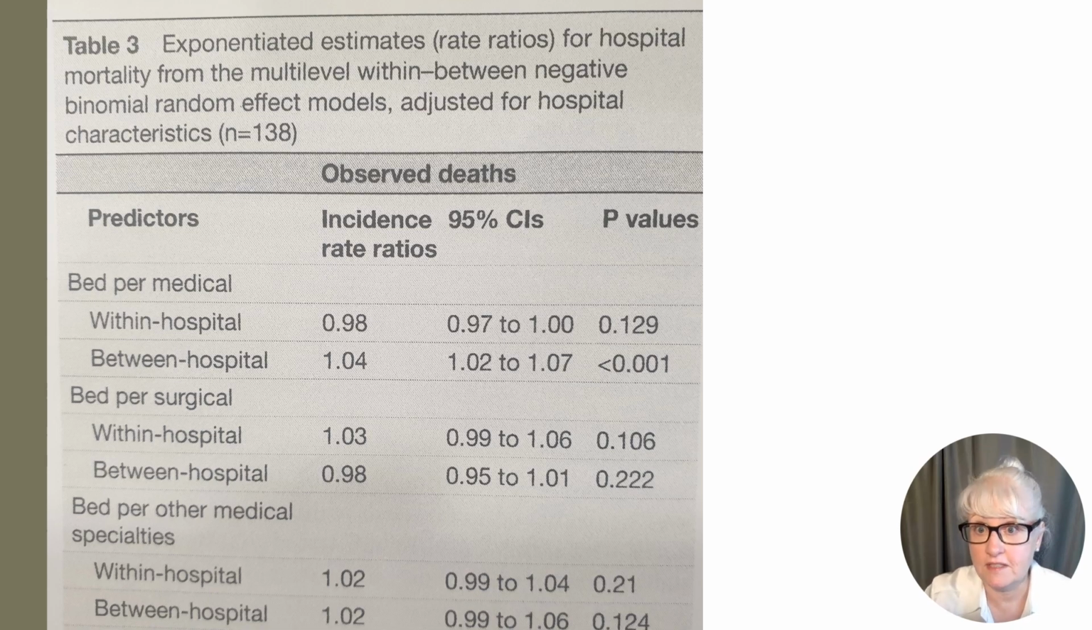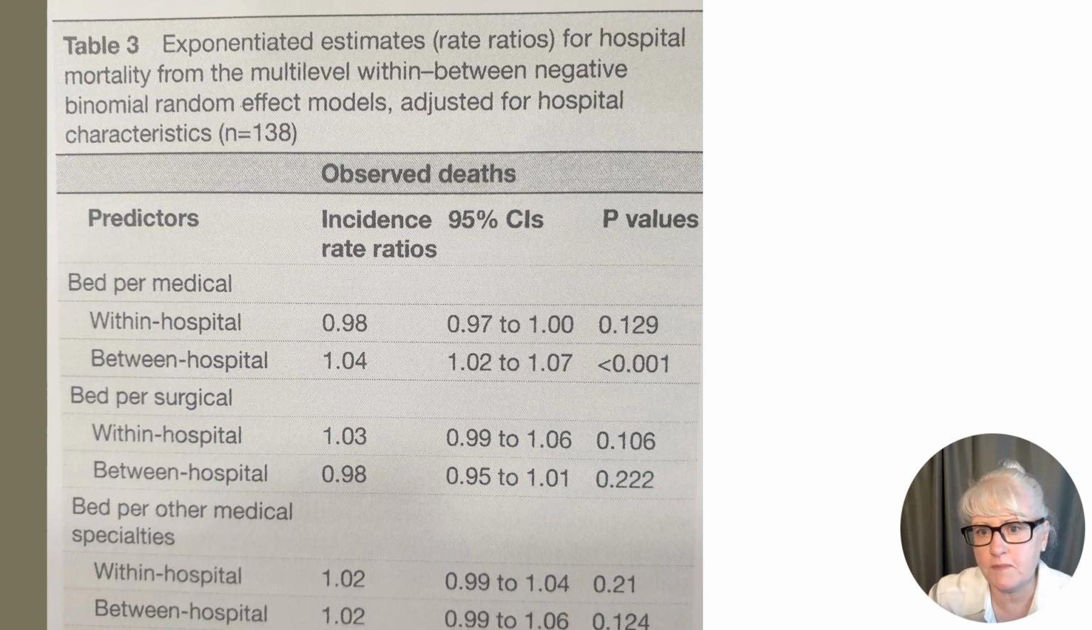and we see confidence intervals being used and p-values, which promotes rigor, accuracy and reliability in the study findings and results. On a simple level, you can see the standard confidence interval is 95%, and if you look at the first set of numbers on the table, on the line beds per medical within hospital, you see the incident rate ratio is 0.98.